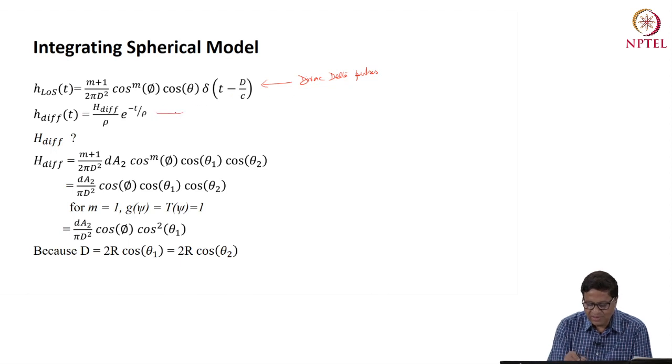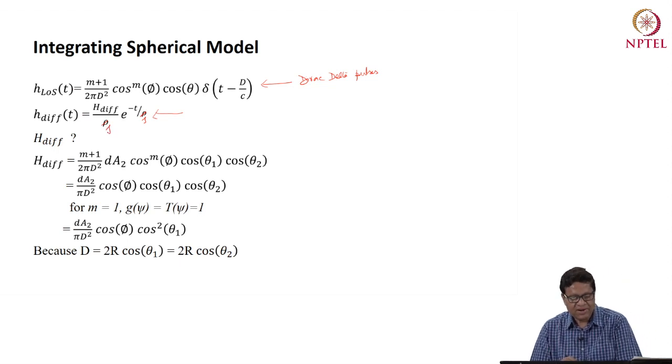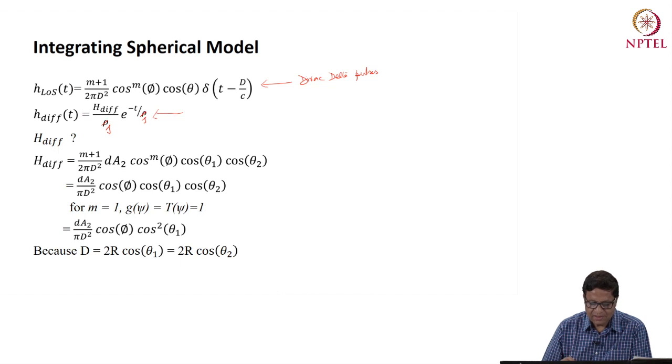But for the diffuse case, it is assumed that the impulse response can be represented as an exponential function, where H_diffuse, the diffuse-case optical wireless transfer function, is divided by tau. Sorry for this mistake, this is tau. So it is H_diffuse divided by tau, times e raised to the power minus t/tau, where tau is the time when the ray almost dies or is not collected by the receiver.